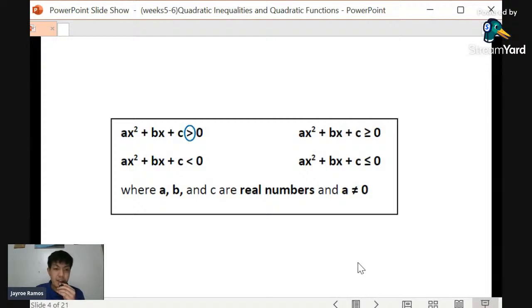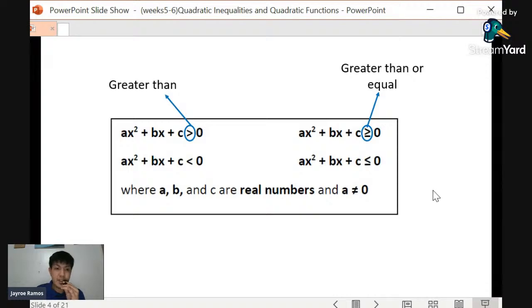So the first symbol, the one that is encircled. If you're going to take a look, that is greater than. Okay? So that is greater than. Next one, the one on the right, the second encircled symbol. It has a line underneath, but it's almost the same as the first example. When there's a line underneath, it means we add an equal. So that is greater than or equal. Earlier it was only greater than. The look is the same, but the difference is that the second symbol already has a line underneath. So when there's a line underneath, that is greater than or equal.